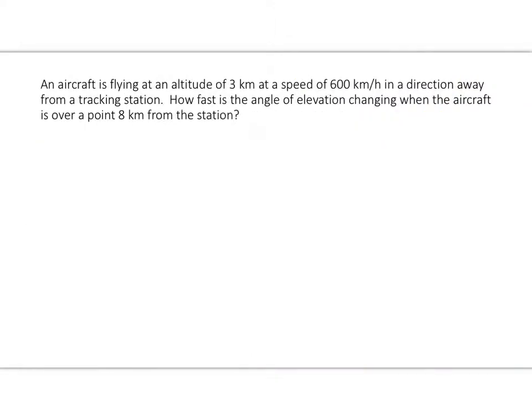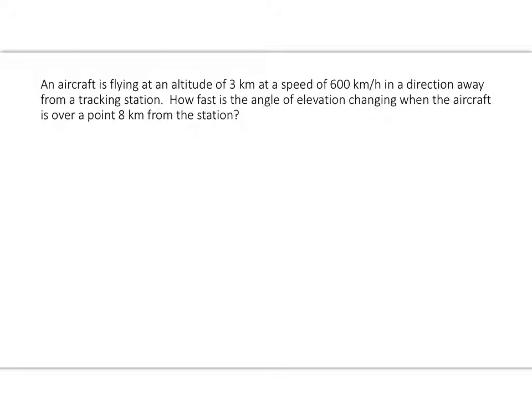Okay, the last example is an aircraft flying at an altitude of 3 kilometers at a speed of 600 kilometers per hour in a direction away from a tracking station. How fast is the angle of elevation changing when the aircraft is over a point 8 kilometers from the station?